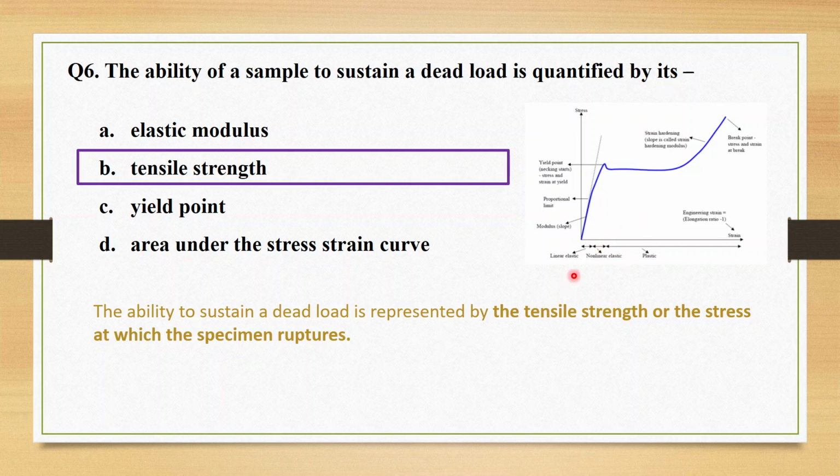So initially you have your linear elastic state. After some time it will go to a non-linear elastic state, and from this elastic state the plastic state will start. This particular point is marked as the yield point. That is basically your transition from elastic to non-elastic state. So that is not what is asked here.